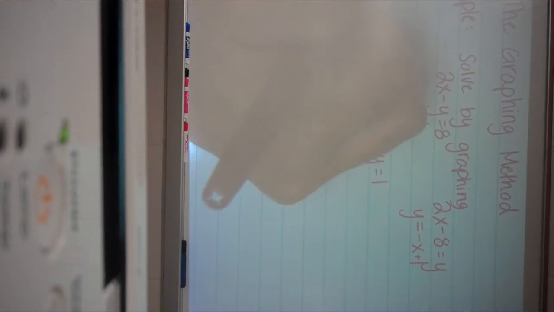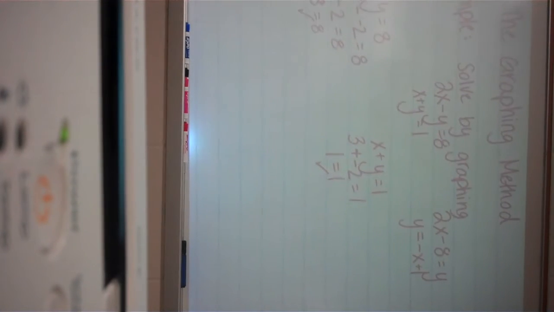What's 2 times 3? 6. Plus 2 equals 8. Does 8 equal 8? Yeah, so it looks good in that first equation. Now put it in for the second one. My point was 3, negative 2. 3 plus negative 2 is 1. 1 equals 1. Alright, so we see we can plug those points back in and verify that those points work in both equations.